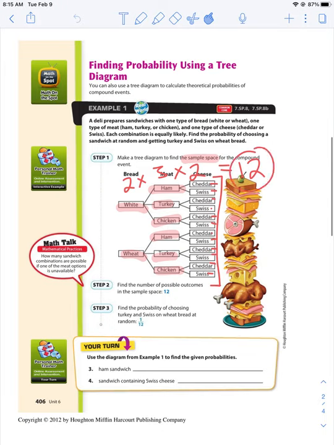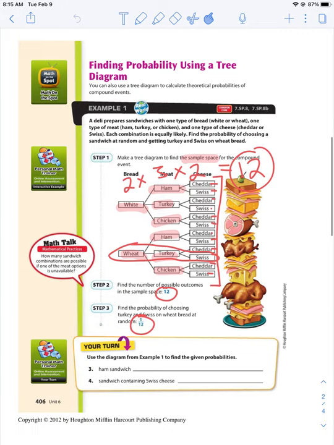There are 12 possible outcomes. And look, we just did step 2. There's 12 possible outcomes. So find the probability of choosing turkey Swiss on wheat bread. Turkey Swiss on wheat bread is only one outcome, so that is 1/12.